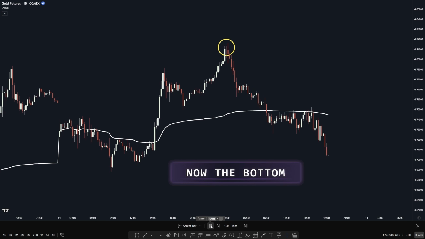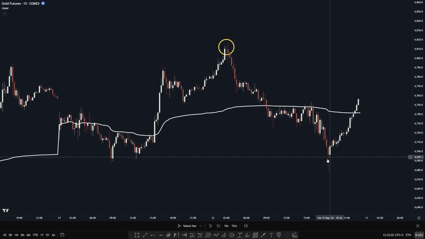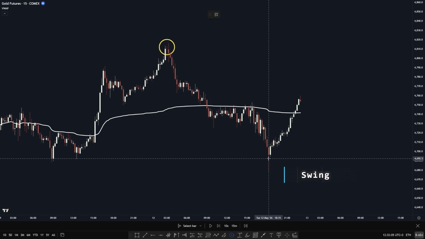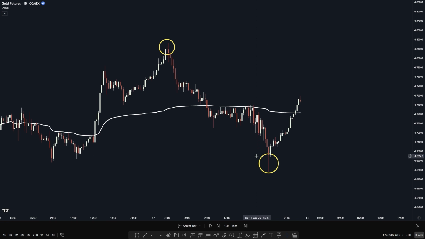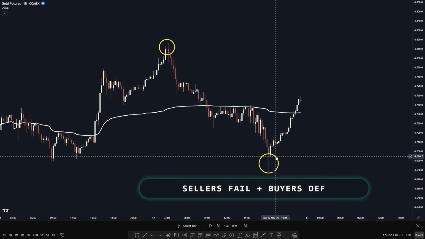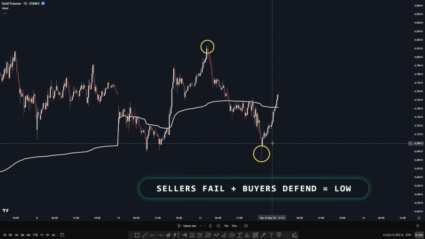Now price drops, pauses, and bounces. That bottom point becomes a swing low. Again, it is not just a random low. It is where sellers fail to push price lower or where buyers defended the area.